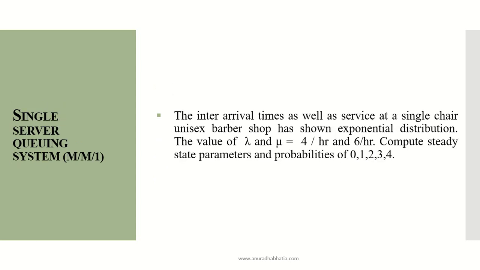Now let's take an example. For the single server queuing system M/M/1, the inter-arrival time as well as the service time at a single chair unisex barber shop has shown an exponential distribution. The values of lambda and mu are 4 per hour and 6 per hour. Compute the steady state parameters and the probabilities of 0, 1, 2, 3 and 4.